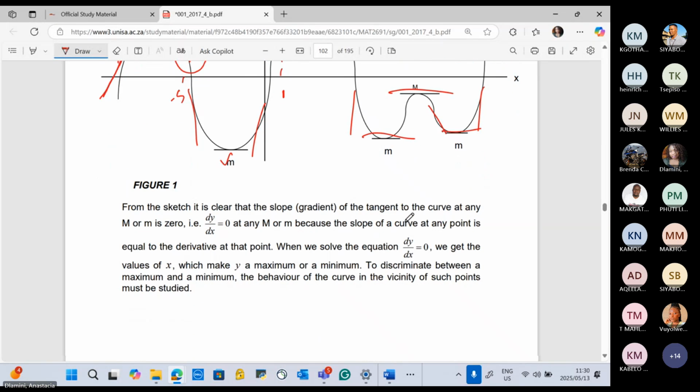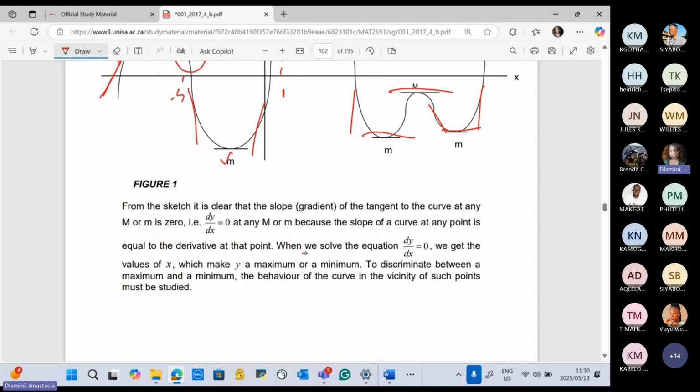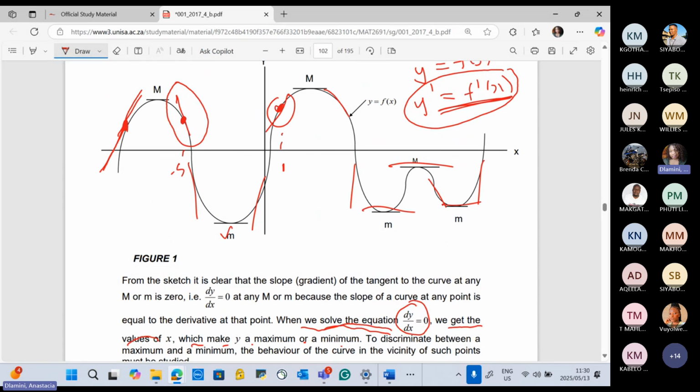Now, they say when we solve the equation, you go and read up there. So when we solve the equation dy over dx, we get the value of x which makes y the minimum or the maximum. And remember, because when we are reading maximum and minimum, we're looking at the y values, the height. So from here to here, from here to here, and from there to there. So at this point, when we find the derivative, we equate to 0 and solve for x. Then we get the values of x.